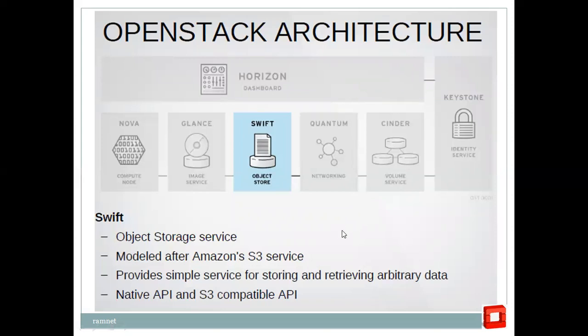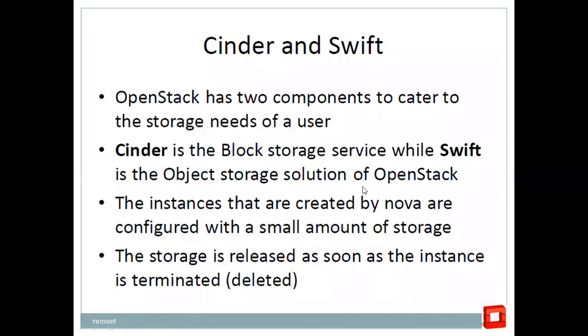And Swift and Cinder, we will see both. Swift is an object storage service modeled after AWS S3, providing a simple service for storing and retrieving arbitrary data, with a native API and an S3 compatible API. It is like creating a bucket and just dumping some data over there. OpenStack has two components to cater to the storage needs of the user, Cinder and Swift. Cinder is block storage, and Swift is object storage for solutions in OpenStack.